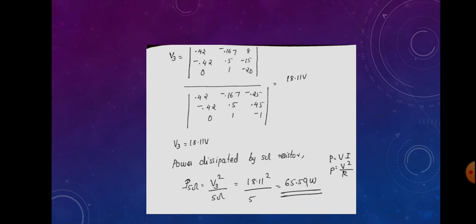So the power dissipated by the 5 ohm resistor, P5 ohm, is equal to V3 square by 5 ohm. Simply substituting the value of V3, we will get the power dissipated by the 5 ohm resistor as 65.59 watt. Okay, that's all about today's topic. We have discussed node analysis and supernode analysis, and we have done 2 problems from each topic. So I think the idea should be clear to you, and I think you can solve the problems yourself. Okay.